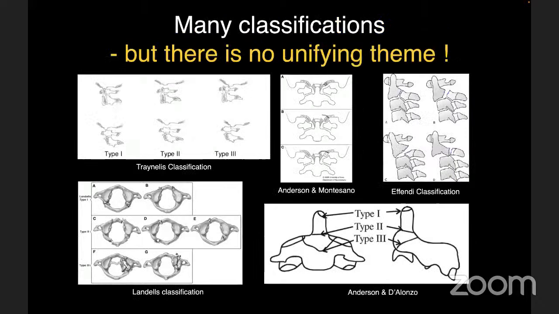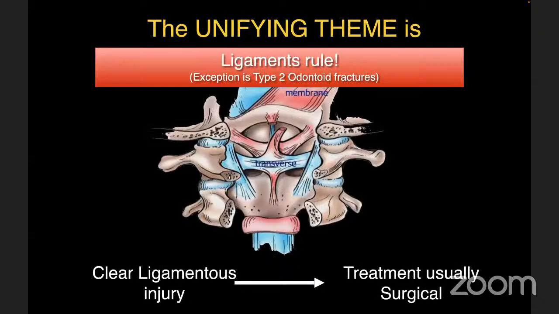But as you have seen, there are so many classifications in this, and there is no real unifying theme in this classification because various people have published this classification at different points in time in history. But if you look at it broadly, the unifying theme of the injuries at the craniovertebral junction is that ligaments rule. The only exception to this is the type 2 odontoid fracture. What this means is that if you have a clear ligamentous injury, the treatment is usually surgical. And the reason for that is no amount of external immobilization is going to heal a clear ligamentous or a disc injury. So you have two groups of patients.